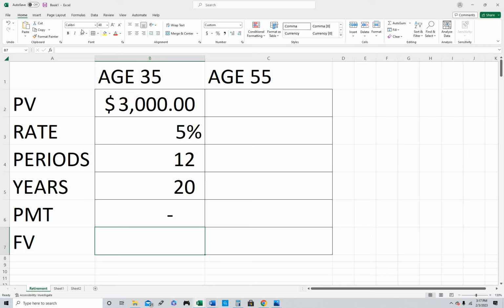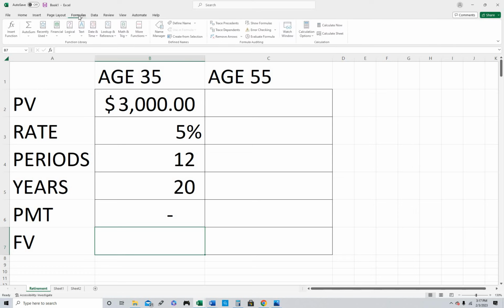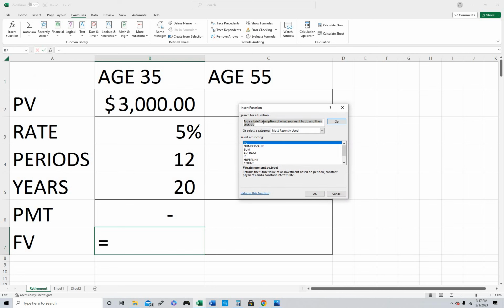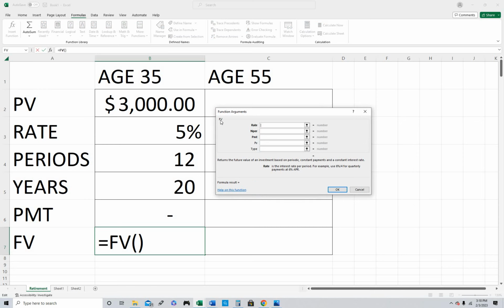In order to calculate that, we need to go up to formulas. In formulas, we're going to insert a function. In our function bar, mine is FV is right here at the top. But in case it isn't there, you can go here and search FV, click the Go button, and FV will be at the top. Also, there will be additional formulas underneath it that pertain to FV as well. Click OK, and now we have our function box.